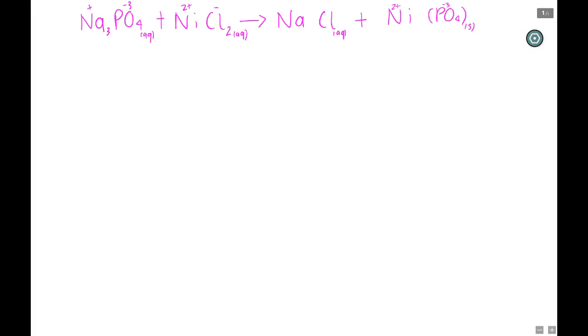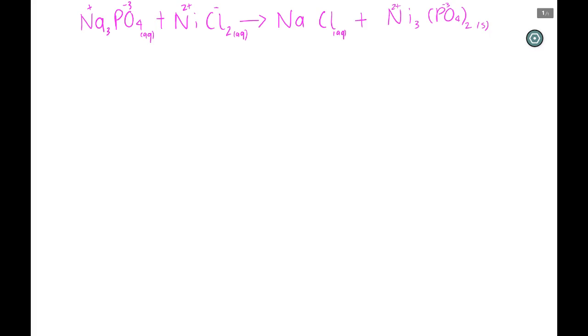Now in order to balance that correctly, we need to have 2 of these and 3 of those. And now that is correctly balanced. And sodium chloride, +1, -1, so that's balanced as well. Now we need to balance our equation.